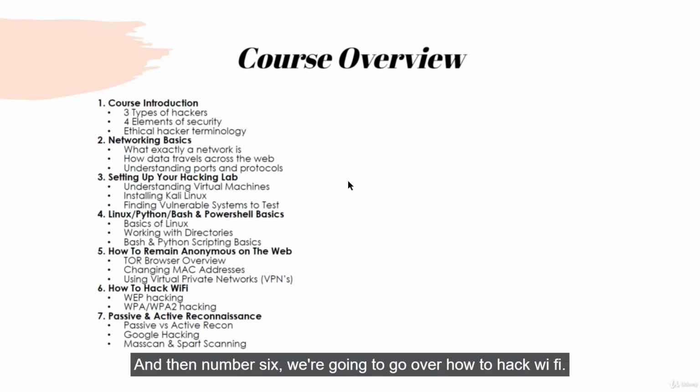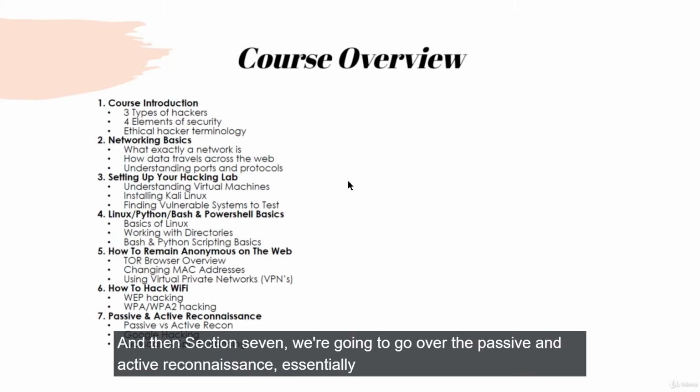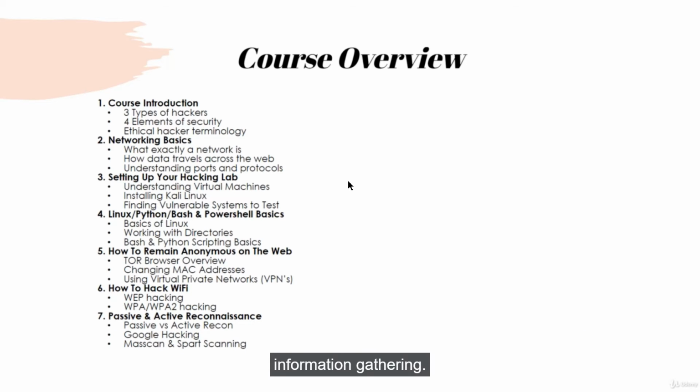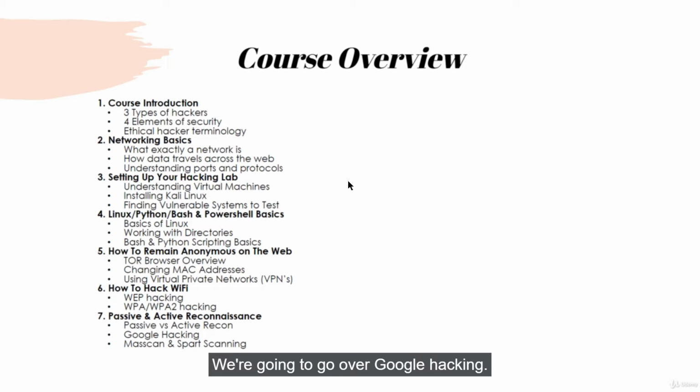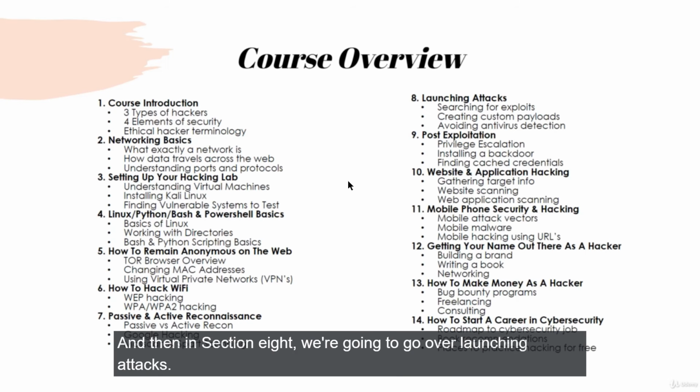And then number 6, we're going to go over how to hack Wi-Fi. We're going to go over WEP hacking, WPA, and WPA2 hacking. And then section 7, we're going to go over passive and active reconnaissance, essentially information gathering. We're going to go over the differences between passive and active recon. We're going to go over Google hacking. And then in section 8, we're going to go over launching attacks.